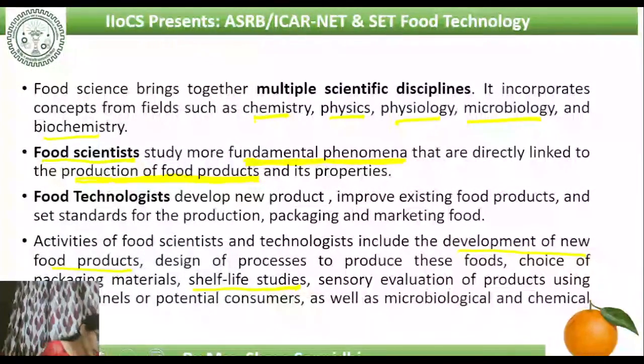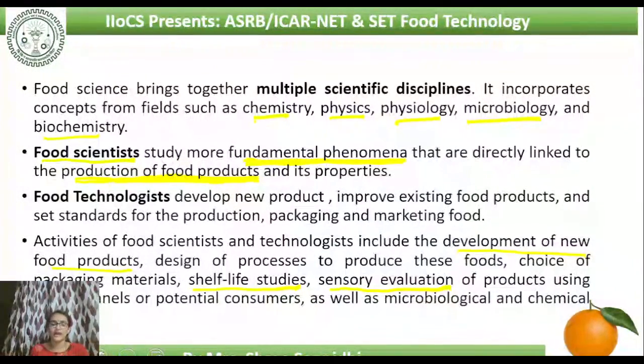Then sensory evaluation of the product is done. This is very important. Why? The food product, whatever we produce, should be acceptable to the consumers. They should love to eat it. Otherwise, there is no point in producing a new product, right? So sensory evaluation is one of the main steps, done using survey panels.